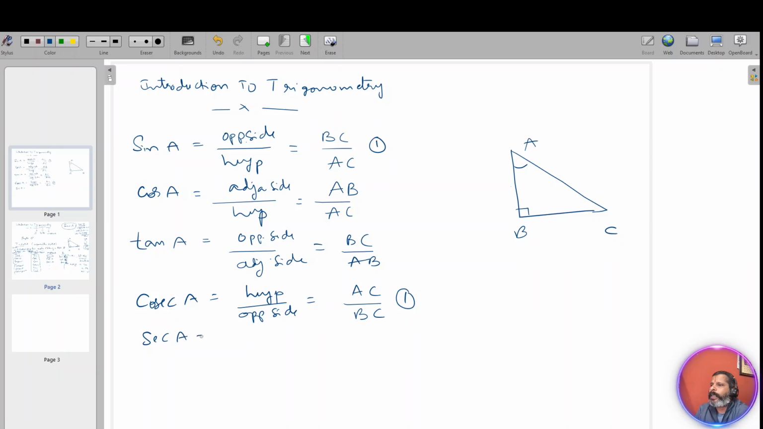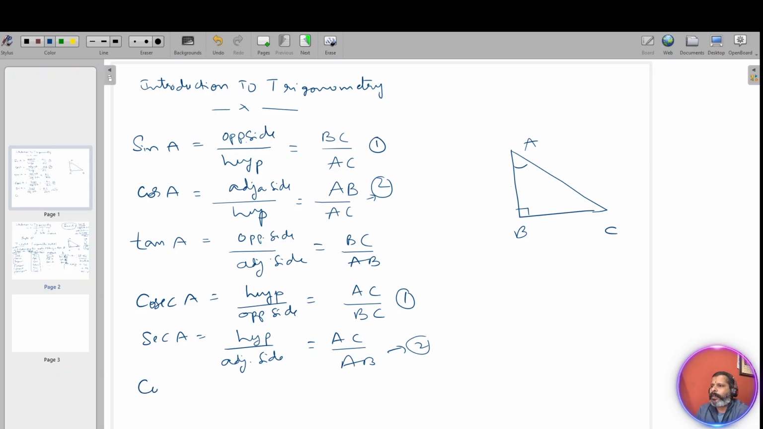Similarly, secant A is hypotenuse by adjacent side. Don't say side for a hypotenuse. Okay. What is the value for this? It's the reciprocal of cos. Hypotenuse is again AC for us. Adjacent side for A is AB. Check out these two here. They are reciprocals.